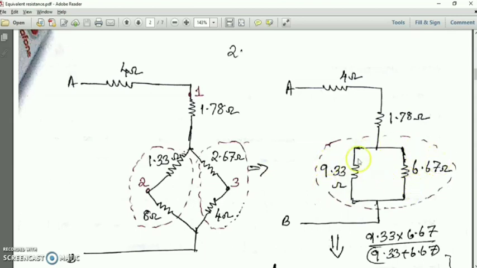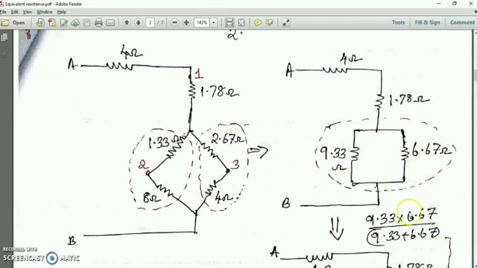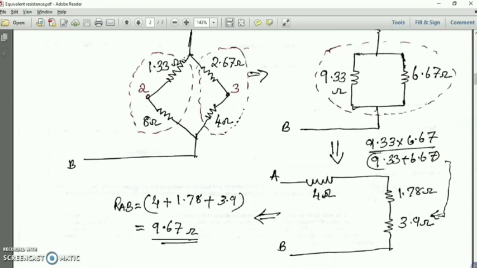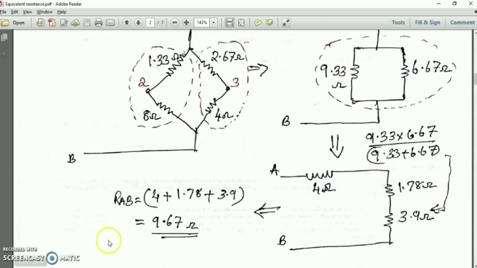So we will find the equivalent of this parallel network. What is that? It is 9.33 into 6.67 by 9.33 plus 6.67. So that will give a value. And what is the value? 3.9. And this 3.9 is in series with 1.78. It is also in series with 4 ohm. So finally, what we can see? The total resistance RAB is equal to 4 plus 1.78 plus 3.9 equal to 9.67.